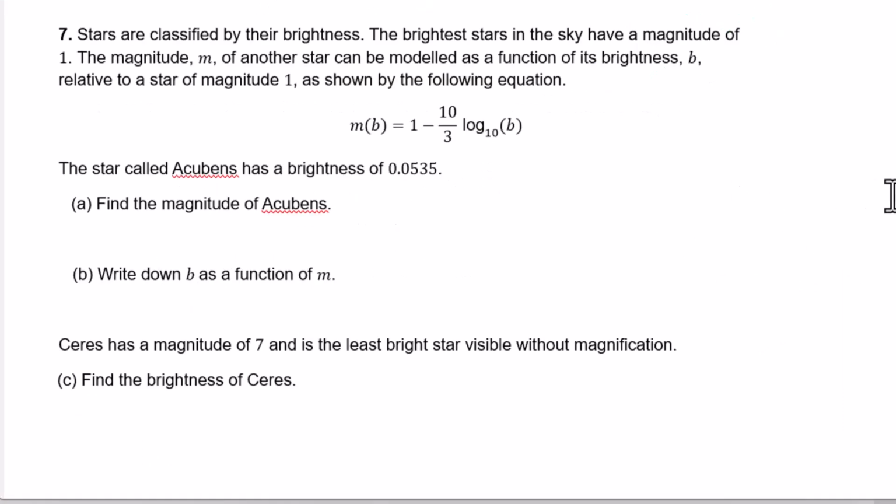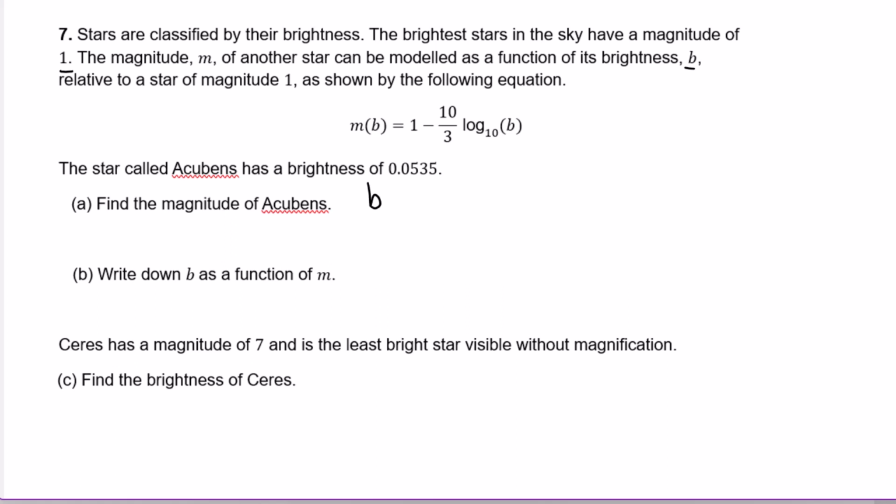Question 7. Stars are classified by their brightness. The brightest stars in the sky have a magnitude of 1. The magnitude m of another star can be modeled as a function of its brightness b, relative to a star of magnitude 1, as shown by the following equation. The star called Acubens has a brightness of 0.0535. Find the magnitude of Acubens.